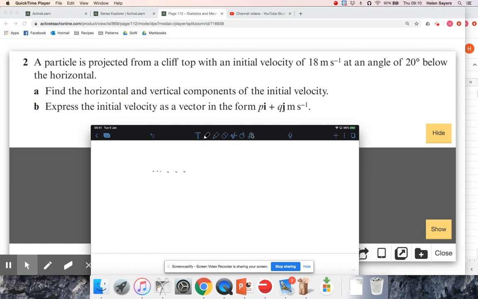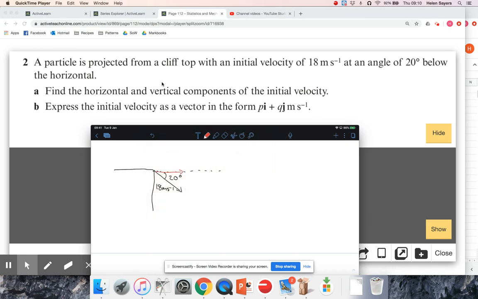So there's the horizontal. There's my cliff top, and this particle, this stone or whatever it is, basically being sort of thrown downwards. So it's an angle of 20 degrees below the horizontal, okay? And its velocity in that direction is 18 meters per second, okay? So again, as I said, really similar to question 1.